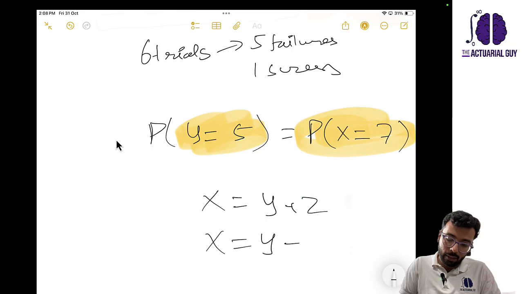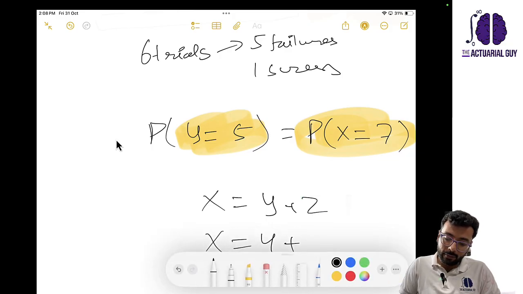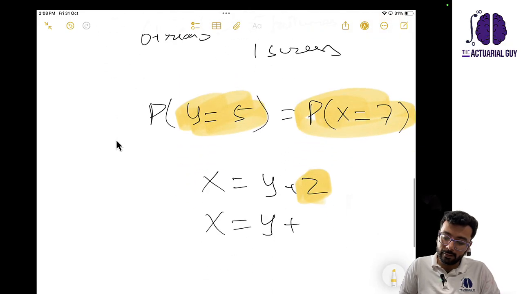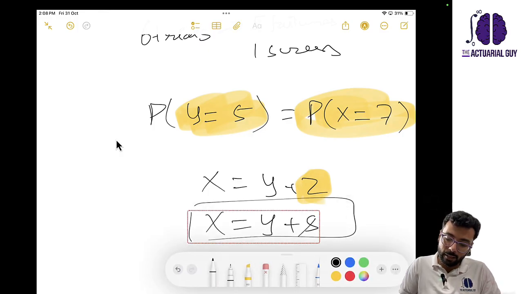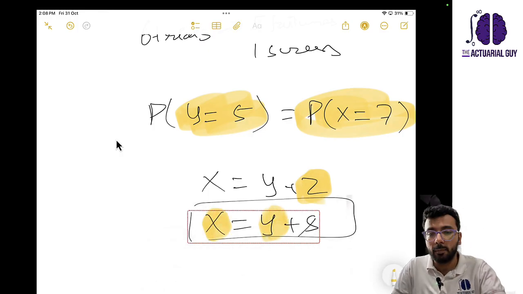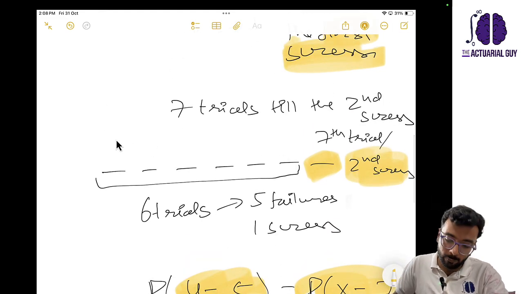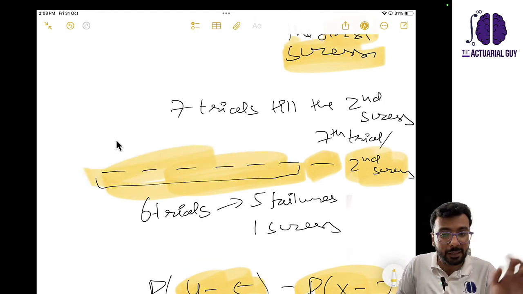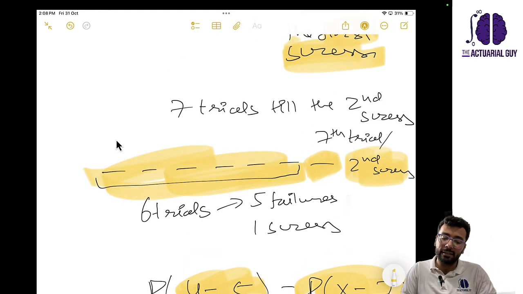So x is equal to y plus whatever is the number of successes you're looking at. Here we were looking at the second success. Whatever number of successes you're looking at, you just add that to y and you will get x, right? So it's the same logic as paper A, nothing new here. Seeing 5 failures before the second success is the same as seeing the second success in the 7th trial.